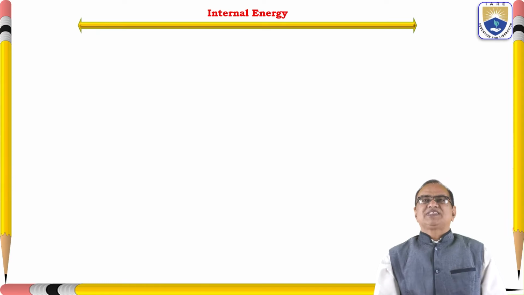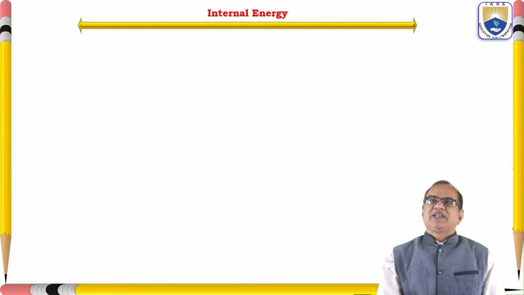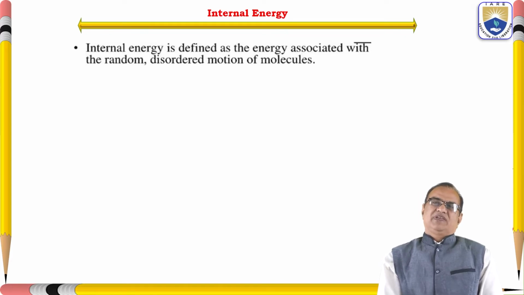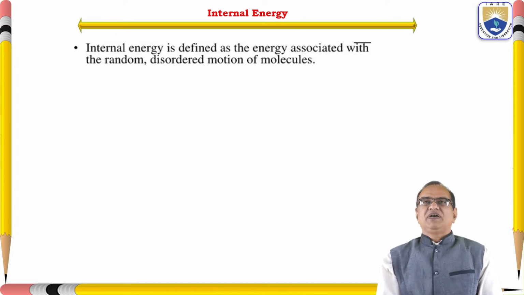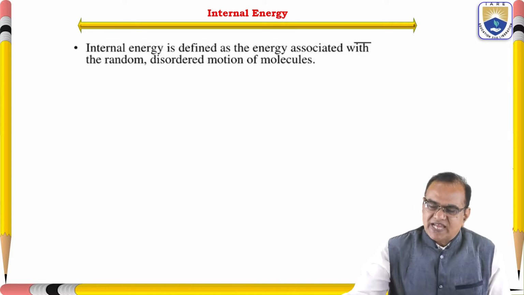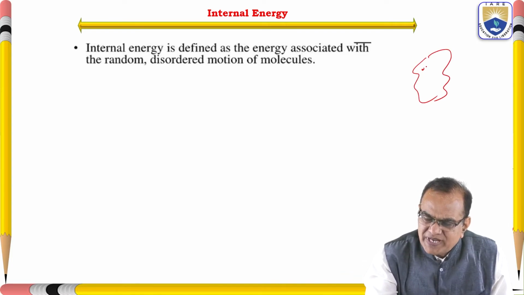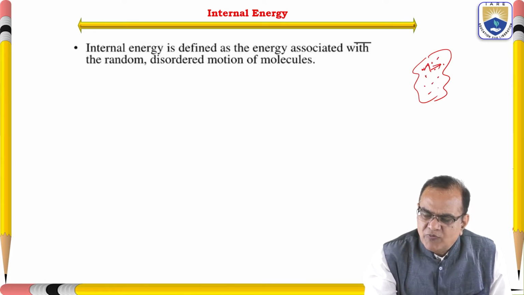Now I will discuss internal energy. So what is the internal energy? Internal energy is defined as the energy associated with the random disordered motion of the molecules. If you see here, so many molecules are here, all these molecules will be moving here and there, and this will be generating some pressure on the boundaries.